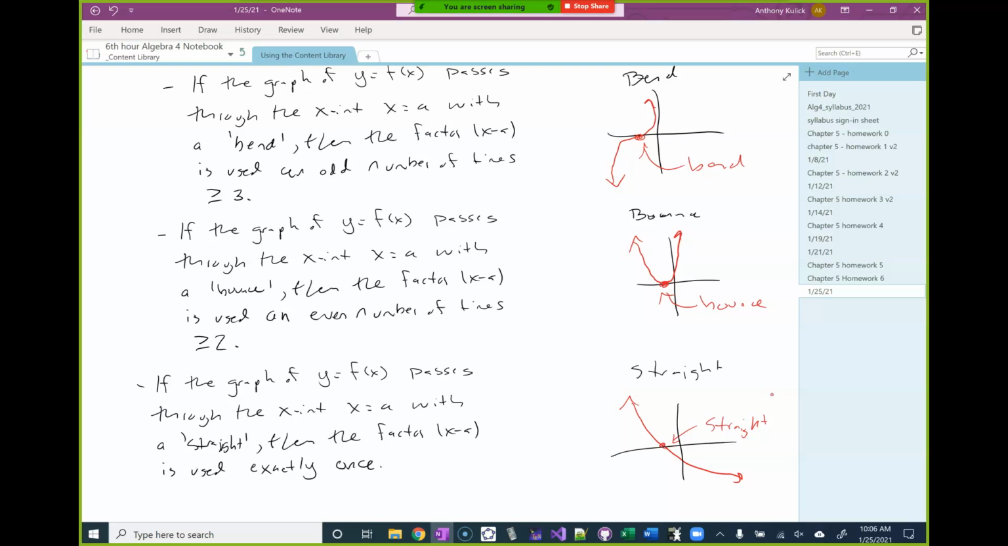A bounce is the graph comes down, hits the x-axis, and then goes back up, or it could happen from underneath, right? Could go up to the x-axis, hit it, and then go back down. And then a straight is it just kind of goes straight through.